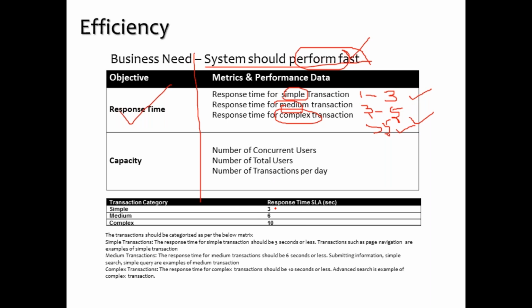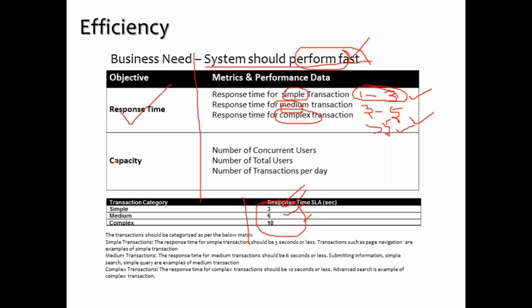Then again, you put down some time. For every transaction that is done using the system, you put it into one of these three categories and put down a time. If it is a simple transaction, it should be done within 3 seconds. Medium transaction, 6 seconds or 10 seconds, something like that. You come up with some time, so that while you are developing the system, for all the transactions between 1 to 3 steps, you make sure you follow this. So you develop the system in an efficient manner.